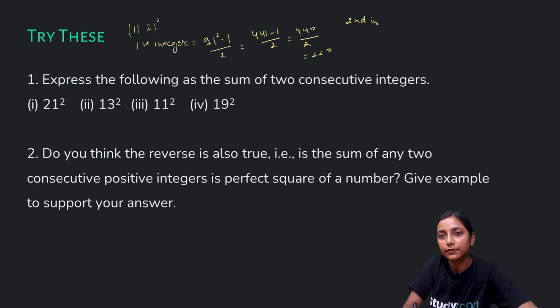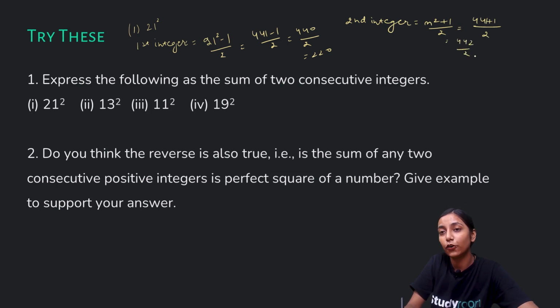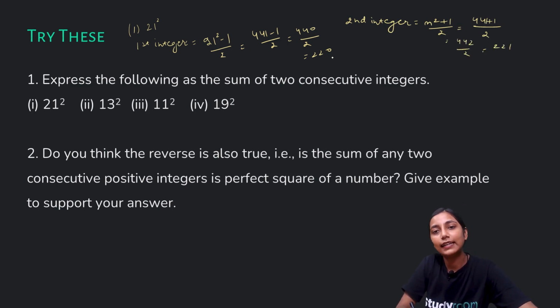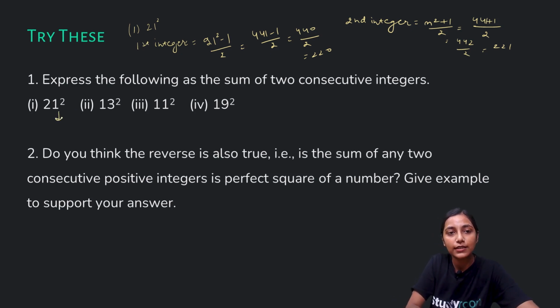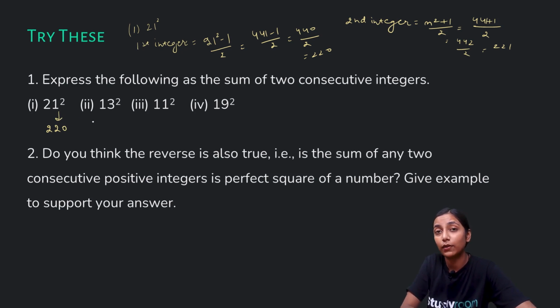And the other one, the second integer, will be (n square plus 1) by 2, that is 441 plus 1 by 2, that is 442 by 2, or you can write it as 221. You can directly add 1 here and you will get these two consecutive integers, because they are consecutive. So 220 and the other one is 221. The square of 21 is 441, and 441 can be written as the sum of two consecutive integers. What are those two positive consecutive integers? 220 and 221.